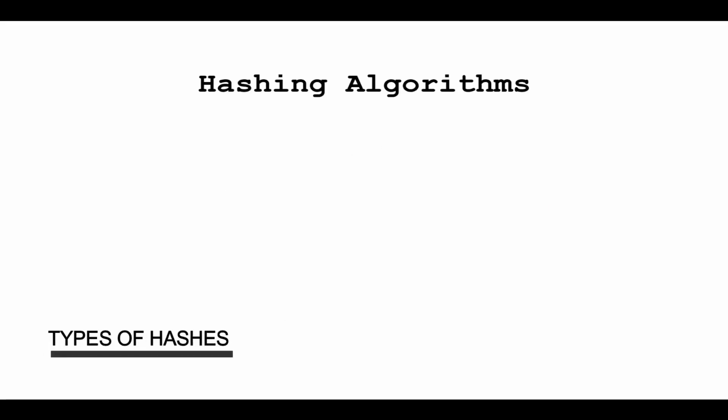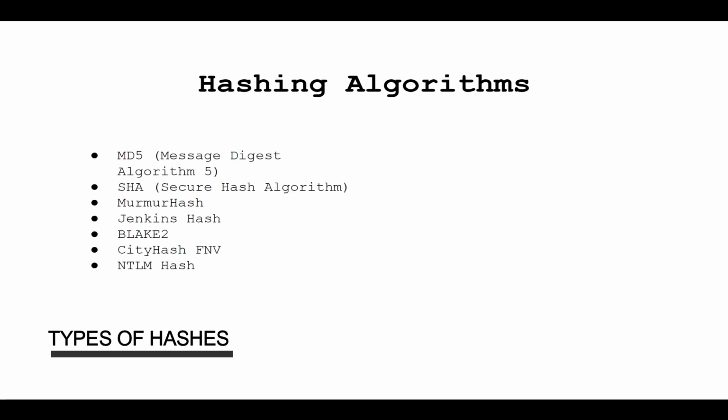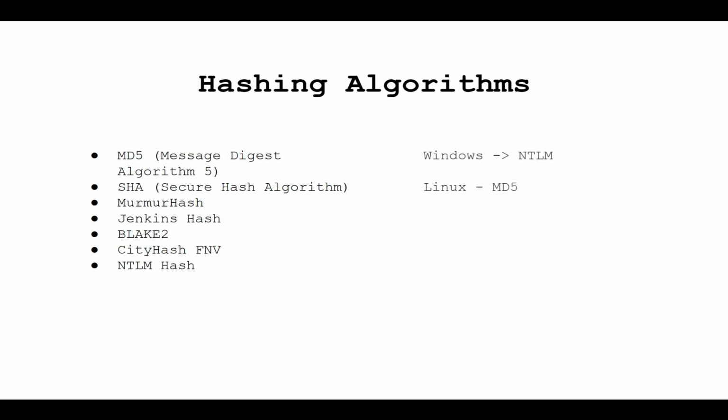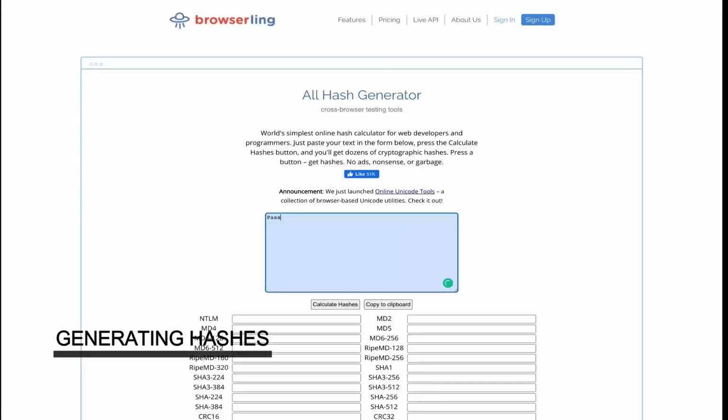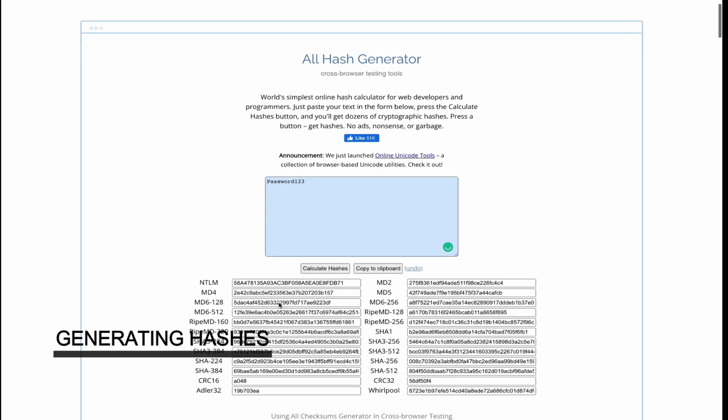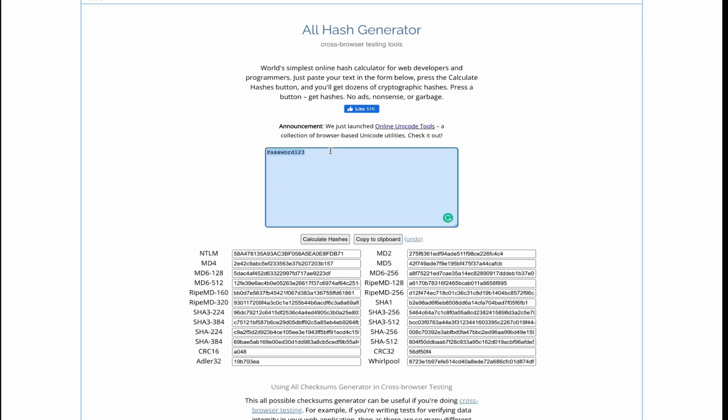There are a lot of hashing algorithms like MD5, SHA, NTLM, etc. For example, Windows uses NTLM hash and Linux uses MD5. Let's look at how to generate some hashes. You can use a site like BrowserLink to see what your input text looks like in different hash formats. I'll put a link for this site in the description below.